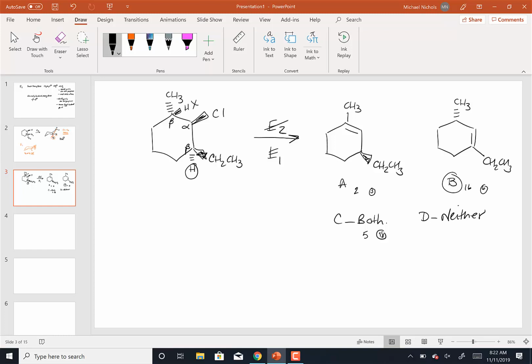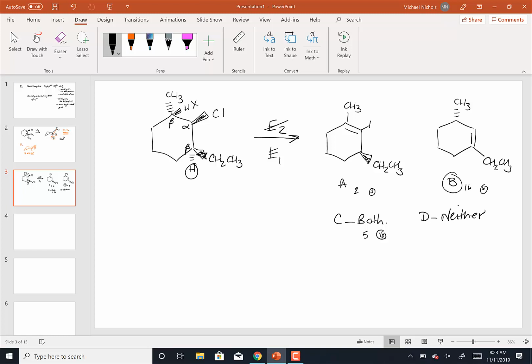So if I go to E1, what's the rule for the major product in E1? E1, the major alkene product is always going to be the most substituted, most stable. For E1, that is always the rule. So in this case, A or B, which one is more stable? They're equally stable. Because how many alkyl groups do they have attached to the double bond? 3.